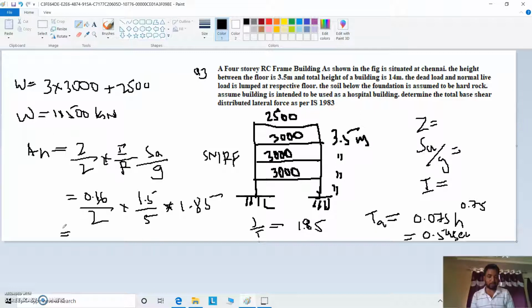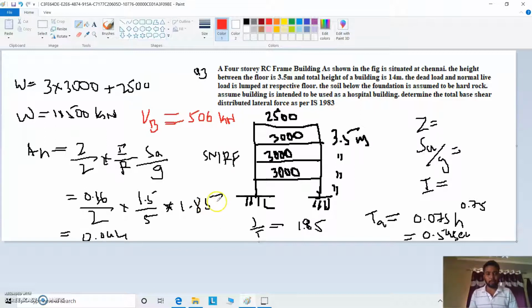So let us calculate Ah. Z by 2 into I by R into Sa by g gives 0.044, right? And we should multiply Ah into W. Once we multiply Ah into W, Vb, that is the base shear, is equal to 11,500 into 0.044. 11,500 into 0.044 will give you 506 kilonewton of base shear.